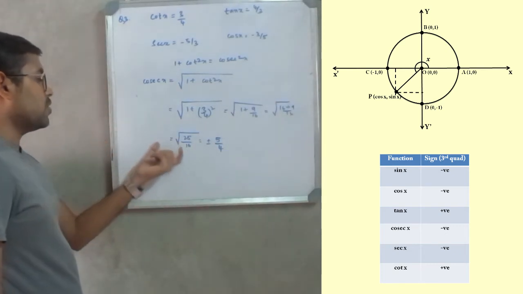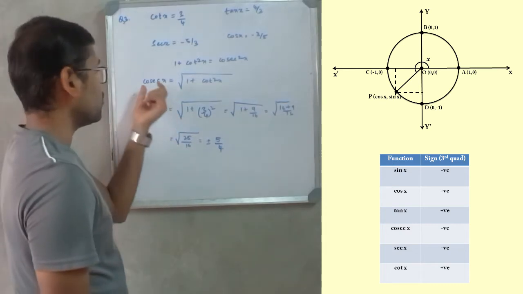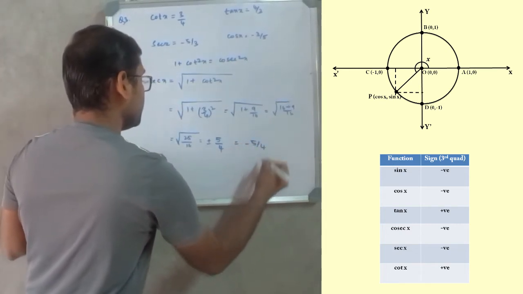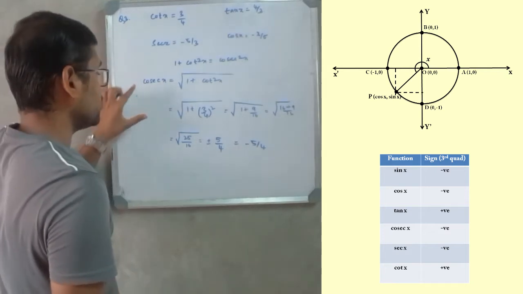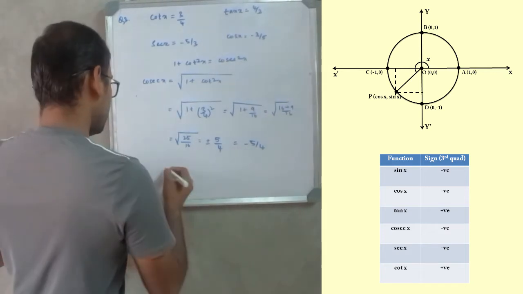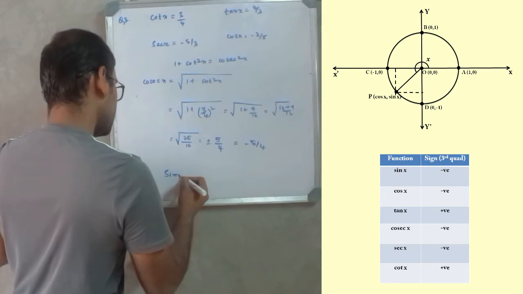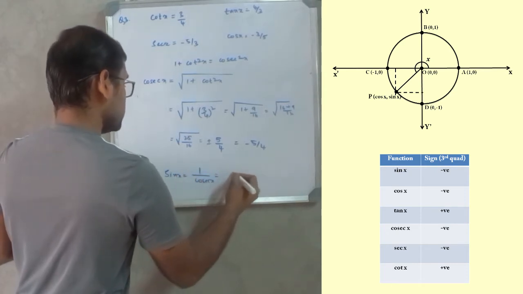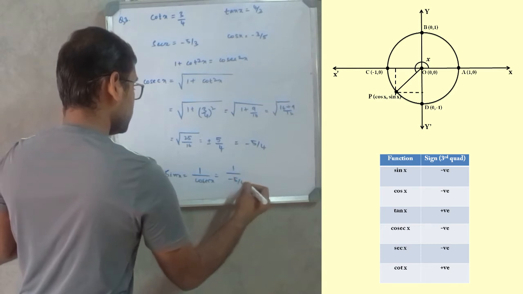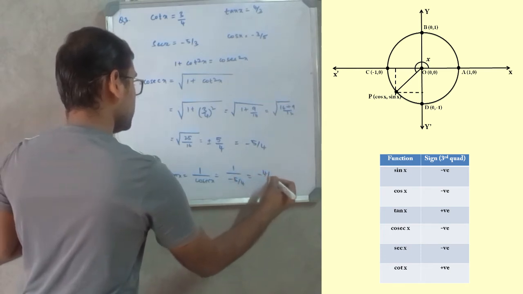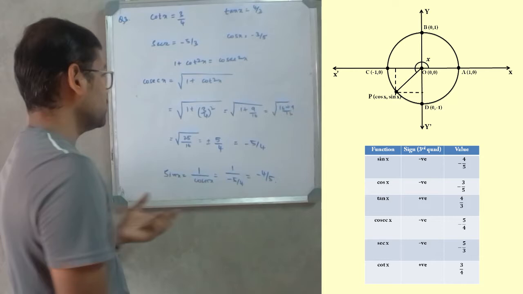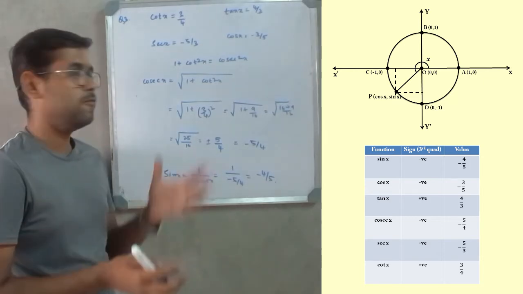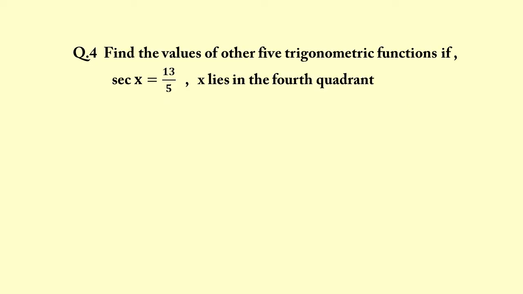Here, in the third quadrant, cosec x is negative. So I will choose the value of cosec x as minus 5 by 4. Now, if I know the value of cosec x, it is very easy for me to find the value of sin x. Sin x is basically 1 by cosec x, so its value will be minus 4 by 5. So these are the values of 6 trigonometric functions for the given value of x, which lies in the third quadrant.